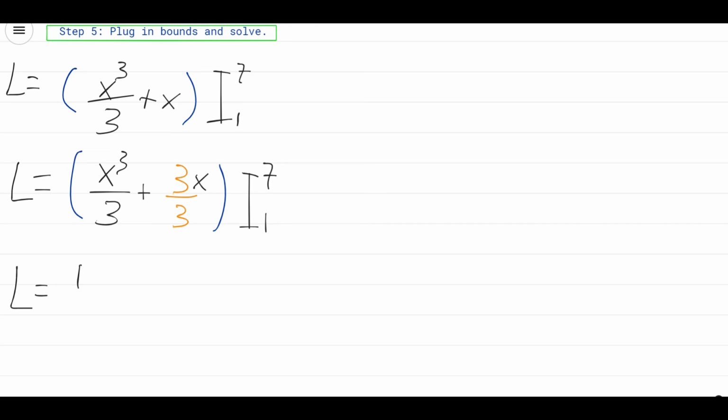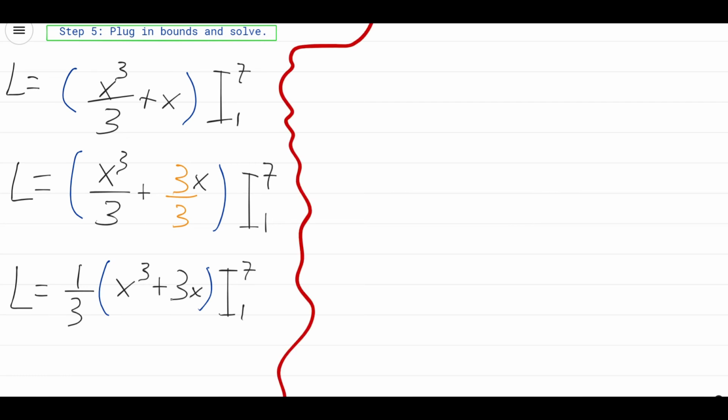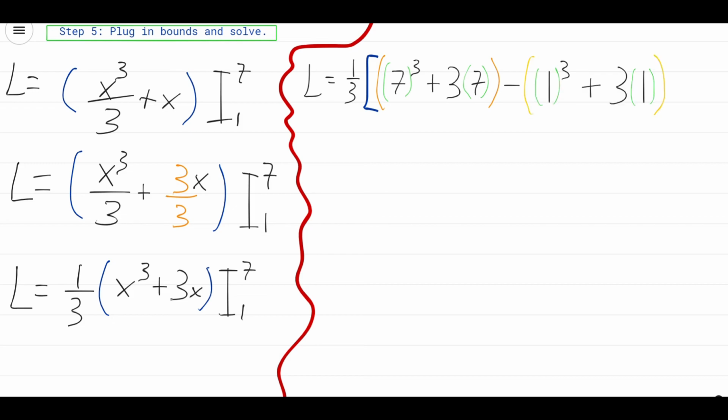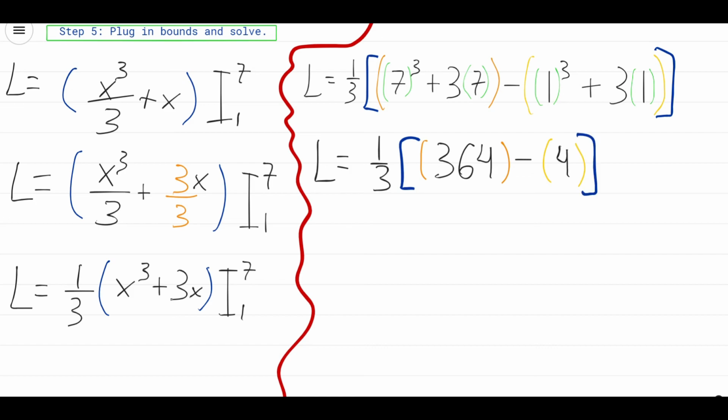So now we can factor out the 1 over 3. Now we just have one line. We have x cubed plus 3x, bounded from 1 to 7. So now when we plug this in, we get 1 over 3, and now we're going to plug in. We get 7 cubed plus 3 times 7 minus 1 cubed plus 3 times 1. And we're going to simplify this. 7 cubed is 343, plus 21 would be 364. 1 cubed is 1, plus 3 times 1 is 4. So it's going to be minus 4 when we evaluate it.